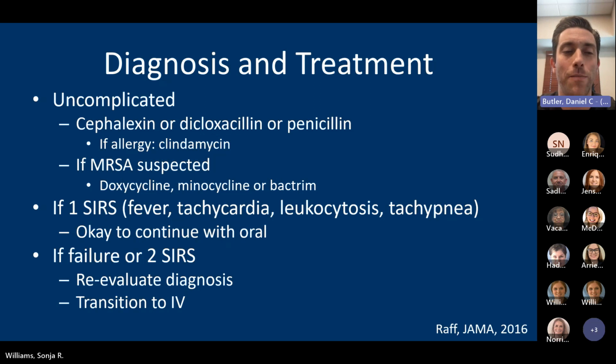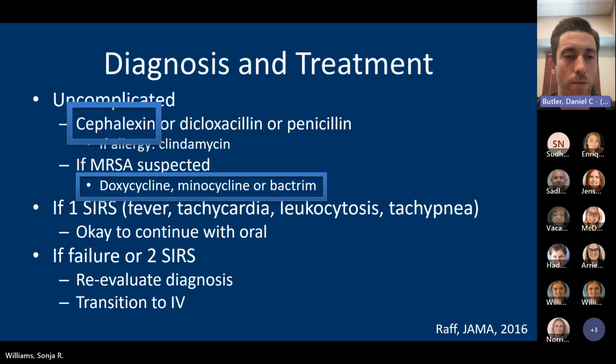Bactrim. And then, of course, if they only have one SIRS criteria and not two, then you can consider still doing oral, but you want to make sure that you're keeping a very close eye on them. And of course, if they're showing any signs of systemic involvement, you want to transition to IV. Those are just a couple quick pearls, but let's go to the next slide. I think it'll be a little bit more helpful and practical.